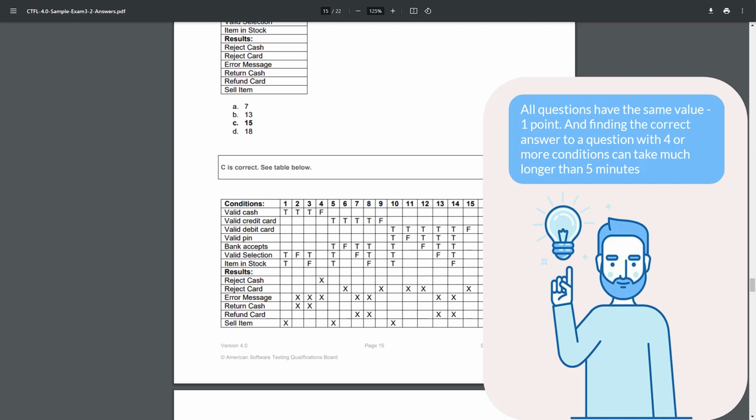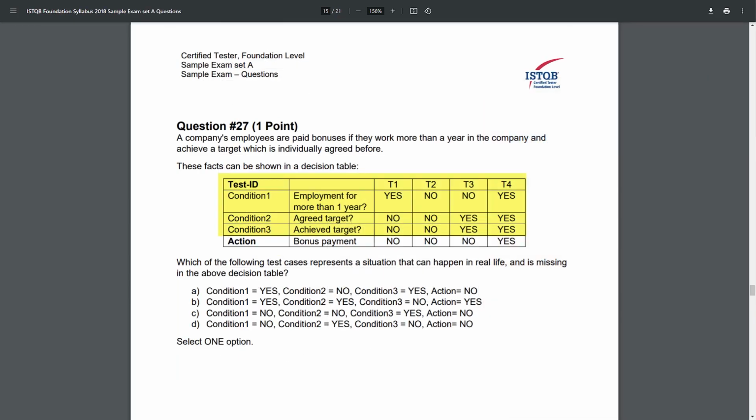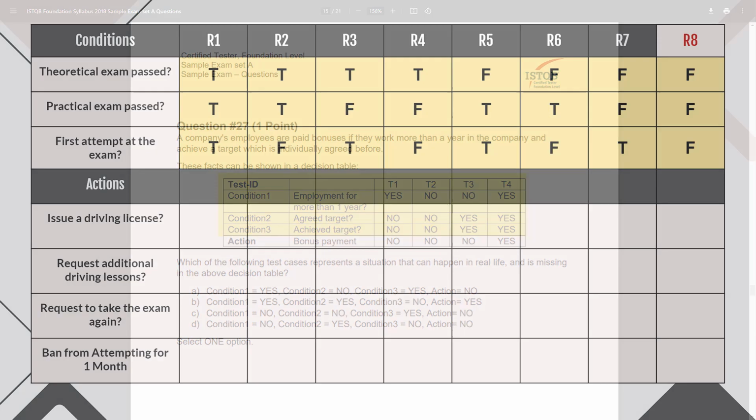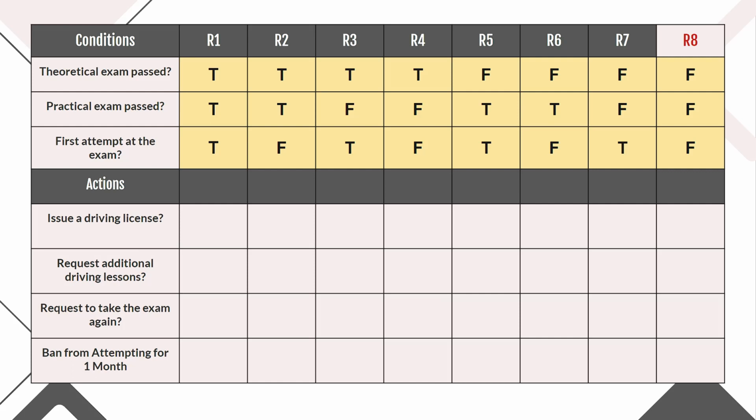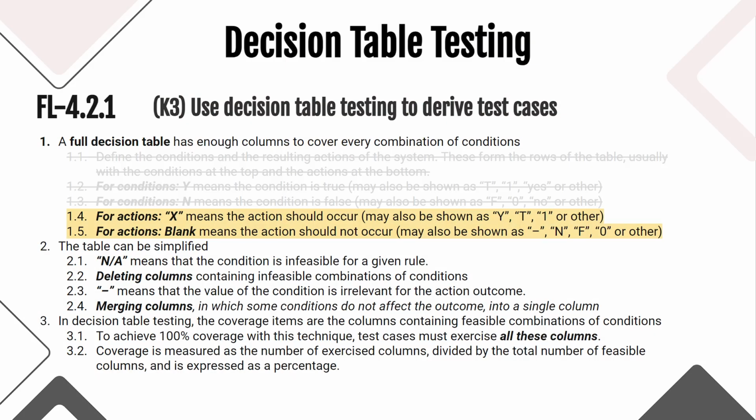But mostly, it is not the case, as you can see. Both ISTQB examples have only 3 conditions. In most cases, the tables are built for you, and you only need to analyze them and answer the question. Let's go back to our table. Long story short, we have 8 possible combinations of the states of conditions. Let's move on to the next step.